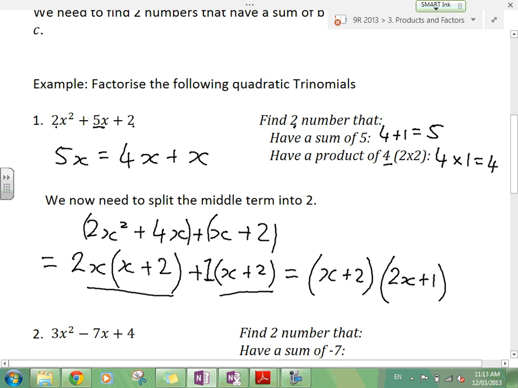Any other questions about this? Okay, so we should be familiar with this process. It's just this step here. Identifying the two numbers we can do. You just have to split the middle term into those two parts and then factorize in pairs. Okay? Let's have a look at a second example.